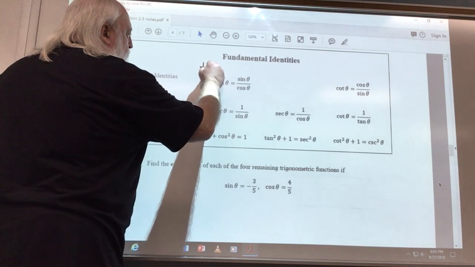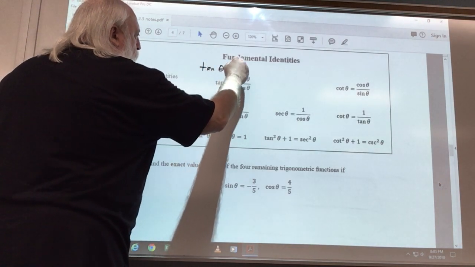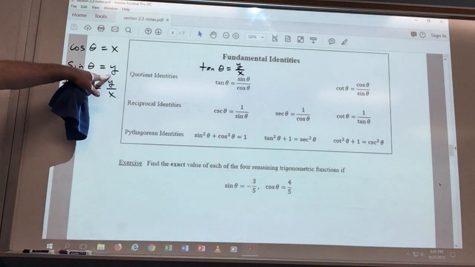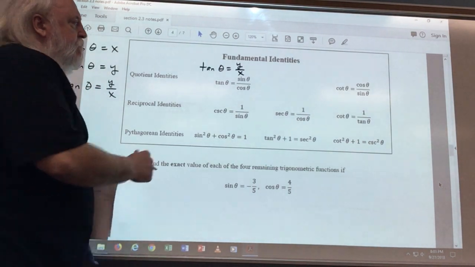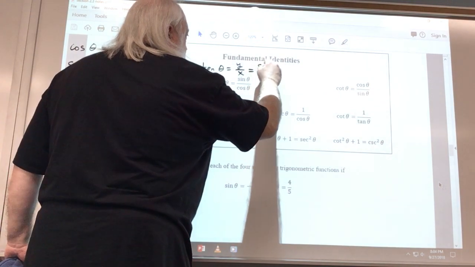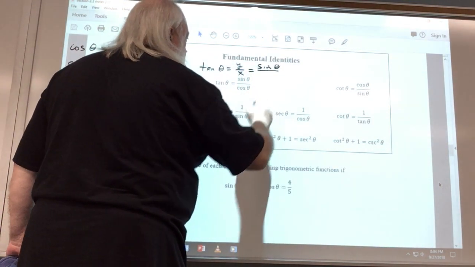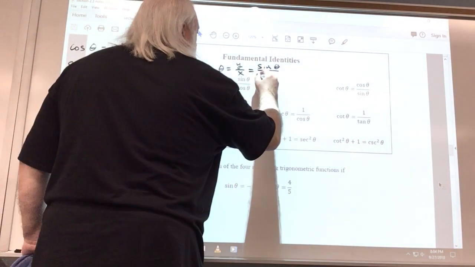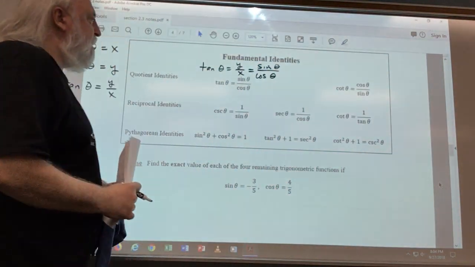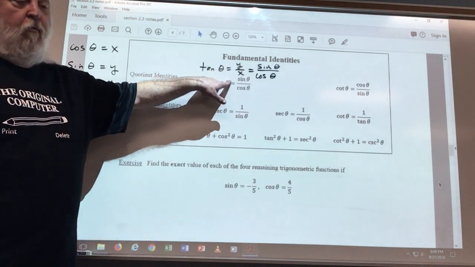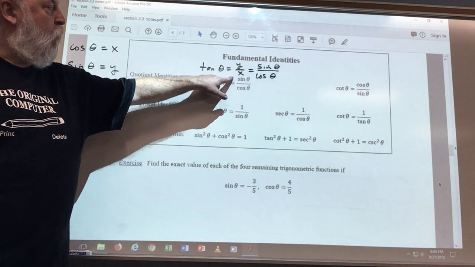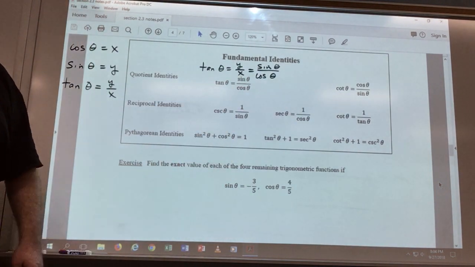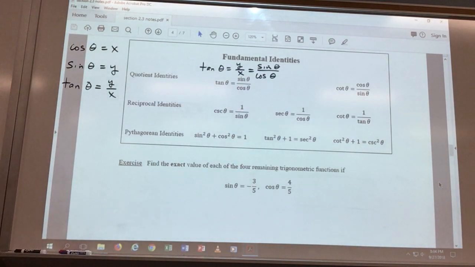Tangent theta over here, we know is equal to y over x. Well, y is equal to sine theta from our definition of the trig functions, and x is equal to cosine theta. So using the definition that tangent theta is equal to y over x, substituting for y and x, we have tangent theta is equal to sine theta over cosine theta. That's where that identity comes from.